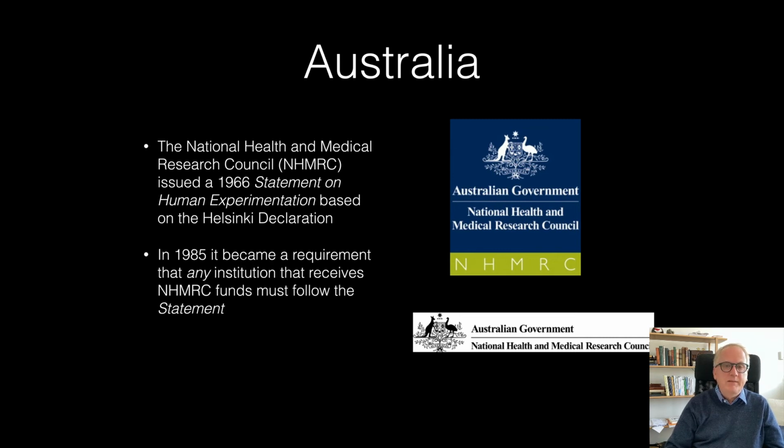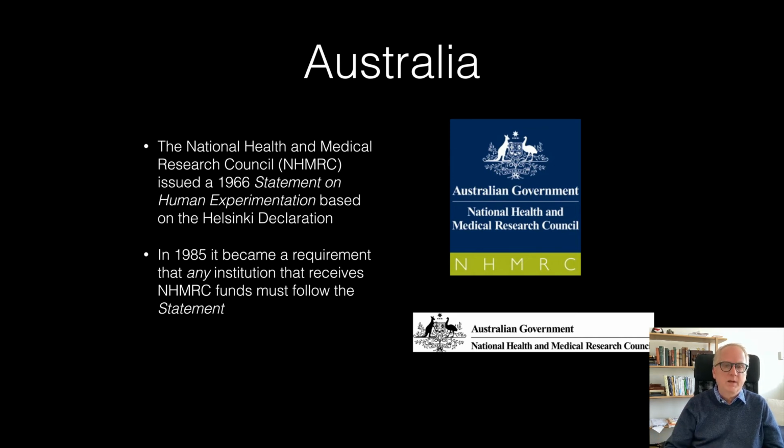In 1985, it became a requirement that any institution that receives NHMRC funds must follow this statement. So this means that any hospital, any university that conducts research and then gets money from the Australian government, from the NHMRC to conduct that research, has to show that they're following the statement. So this is sort of like the enforcement aspect of it. Up until 1985, there wasn't really these strong requirements or strong restrictions on your funding if you weren't following it.